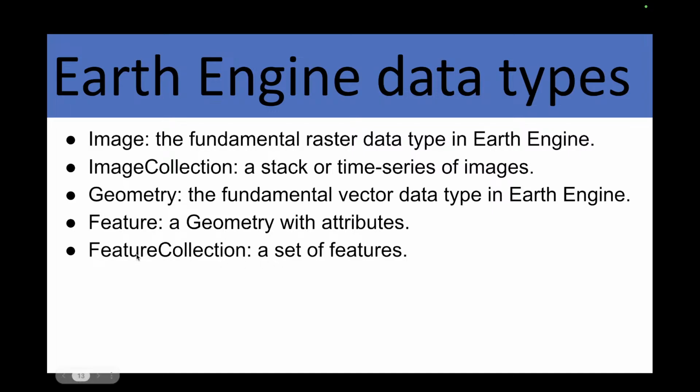In the Google Earth Engine platform, we are always working with image, image collection, geometry, feature or feature collection. These 5 types of data we always use in Google Earth Engine to make different types of analysis.